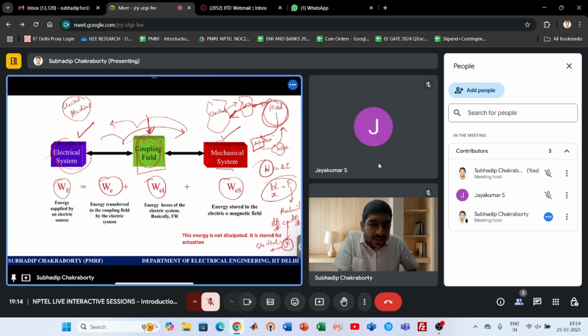Why so? Why do we take help of the magnetic field as the coupling field? So this is generally a magnetic field, right? Magnetic field generally. Just unmute and tell me why we generally take help of the magnetic field as the energy conversion media.